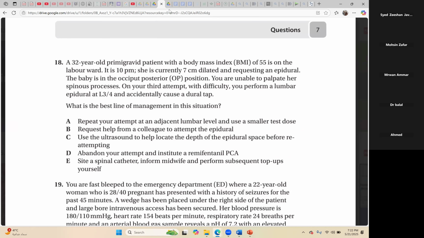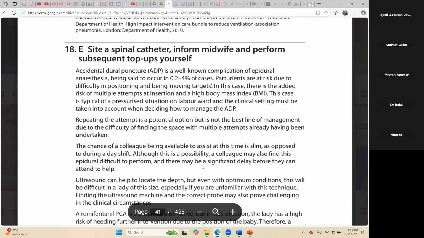So in that scenario, you will put a spinal catheter, and you should know that the doses in epidural and spinal are usually 10 times different. It is 10 times less in spinal. So that's how it goes.